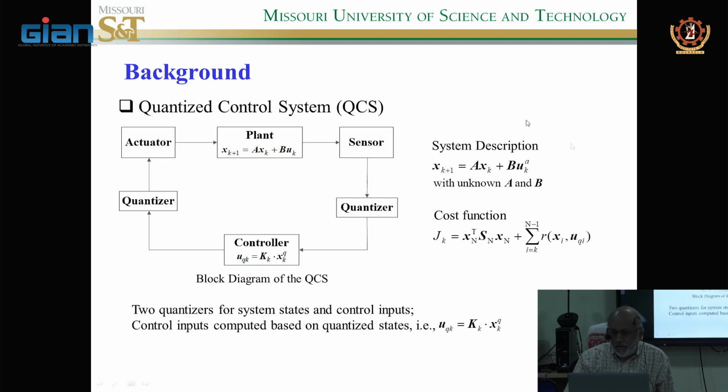And as I said, you have the A and B here, and then you have a quantized value. Because so far we were using the u of k, right? Assuming that there is no quantization. But with the network, you also get the quantization effect.